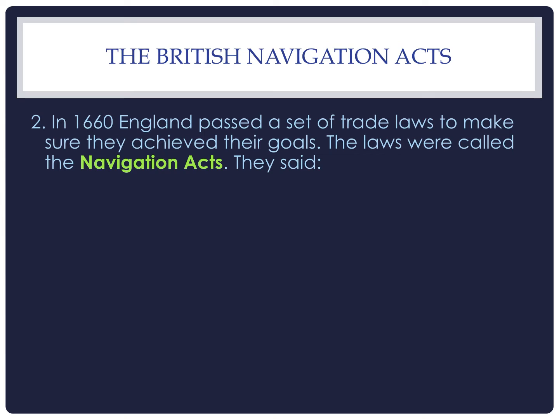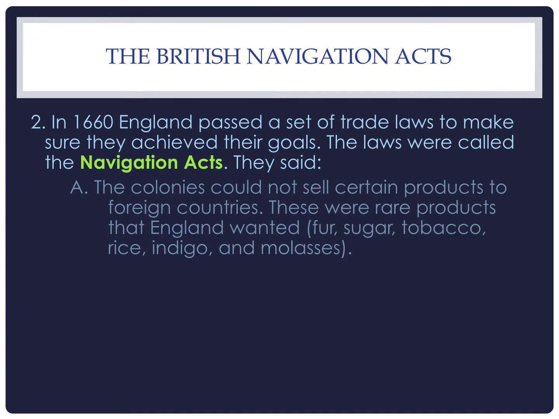So starting in 1660, England passed a series of laws dealing with trade to try to make sure that they achieved their goals so that they could make money off of the colonies. And these laws together are called the Navigation Acts. To sum them up, it's actually a whole bunch of laws that we kind of group together. The basic points of them were this.